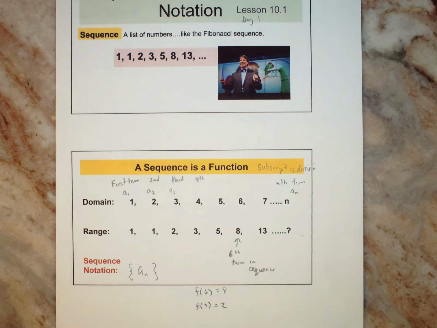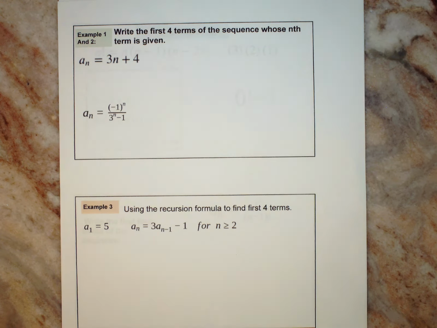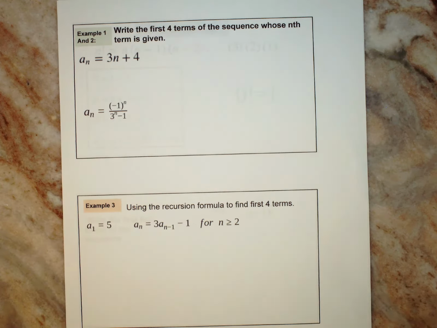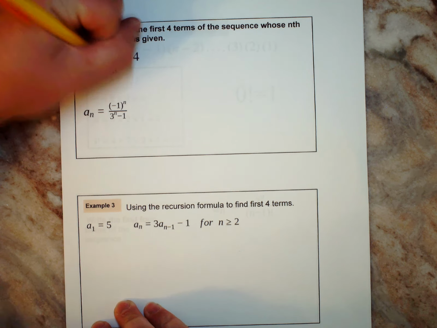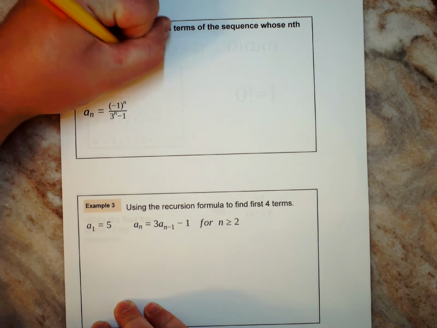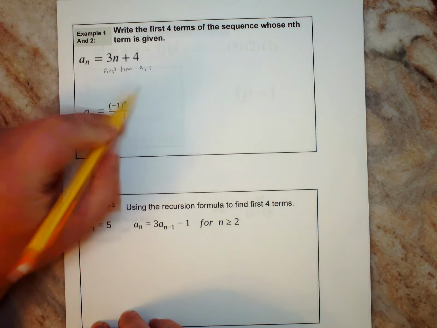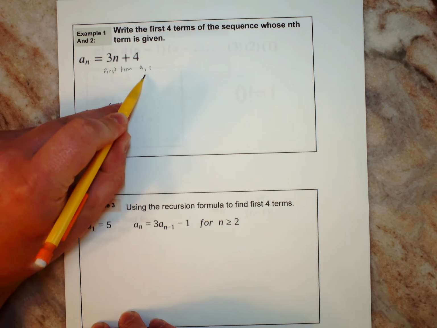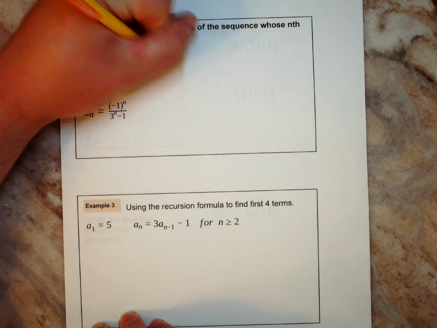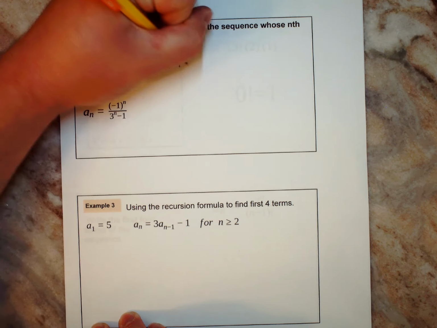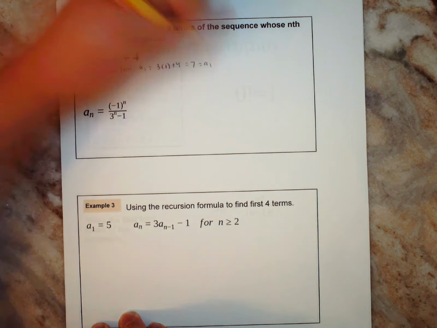Okay, let's try one. We're going to write the first 4 terms of the sequence whose nth term is given: a sub n equals 3n plus 4. To find the first term, a sub 1, I put a 1 in for this n. So it's 3 times 1 plus 4, which is 7. So a1 is 7.